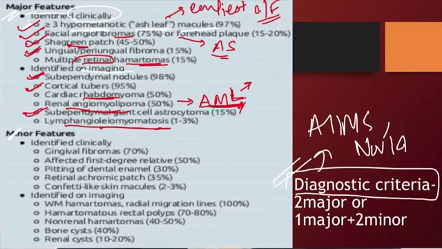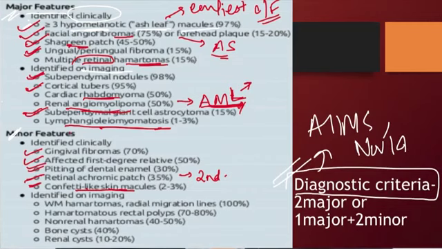Now moving on to the minor features. The minor features include gingival fibromas, any first degree relative, pitting of the dental enamel, and retinal achromic patch, which is the second ophthalmological feature that we've discussed, the first being retinal hamartoma, which was included in the major criteria. Third is confetti-like skin macules. This is one more cutaneous lesion, but it's present in the minor criteria.